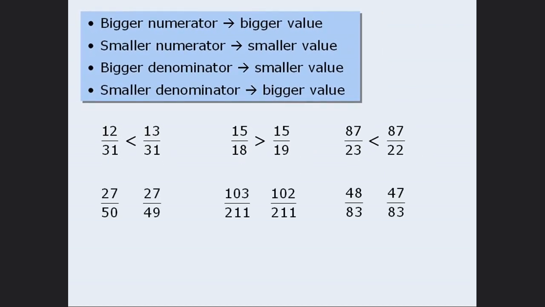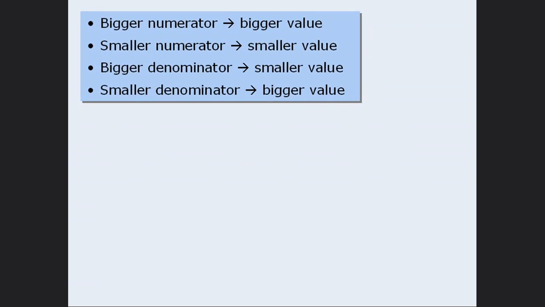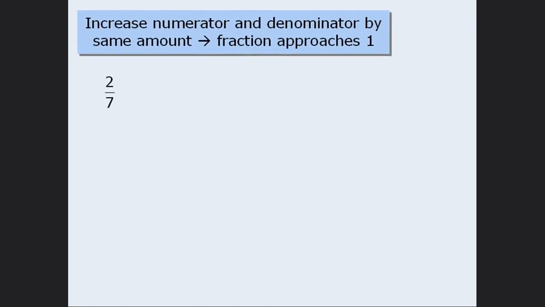Okay, here are 3 more to practice with. See if you get the following results. Okay, one last property. This one says that if we take a fraction and increase the numerator and denominator by the same amount, the value of the resulting fraction will be closer to 1. For example, if we take 2 over 7 and add 10 to the top and bottom, the resulting fraction, 12 over 17, is closer to 1 than 2/7 is.